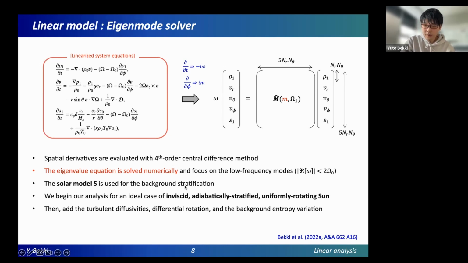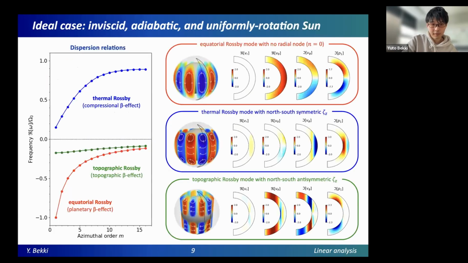And so in the next slide, I will start by showing the results from the ideal case where there's no viscosity, the stratification is purely adiabatic, and the differential rotation is switched on. And then we examine the effects of this turbulent diffusivity and differential rotation and entropy variation.